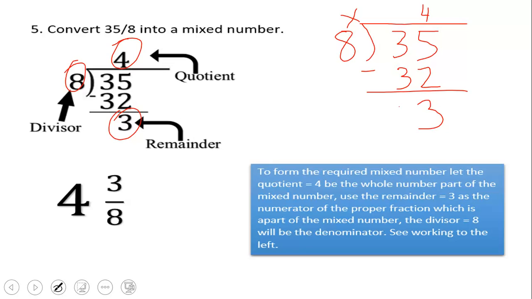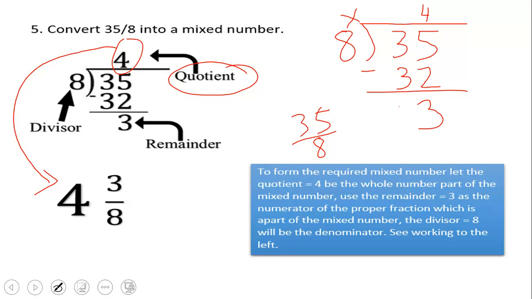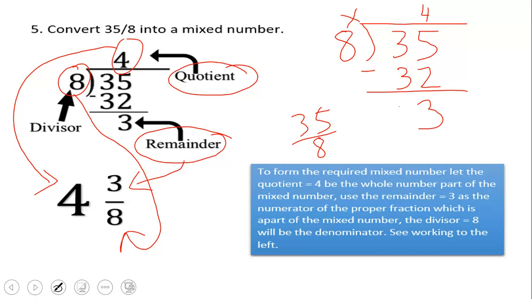Now to change 35 over 8 into a mixed number, what we're going to do is take our divisor, and our divisor becomes the whole number, okay? And then we take the quotient. My apologies. The divisor does not become the whole number. We take the quotient, which is 4, and that becomes the whole number of our mixed number. We take the divisor, and the divisor becomes the denominator of the simple fraction. And we take the remainder, and the remainder becomes the numerator of the simple fraction. So all in all, we have 35 over 8 equals 4 and 3 over 8.